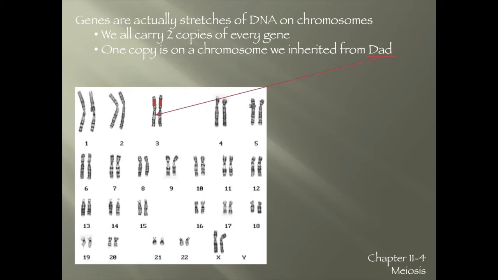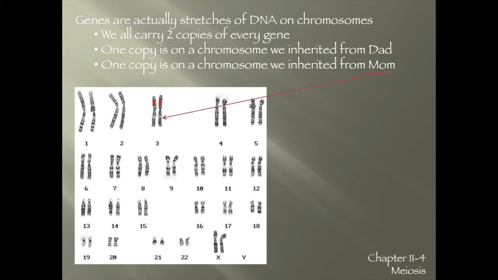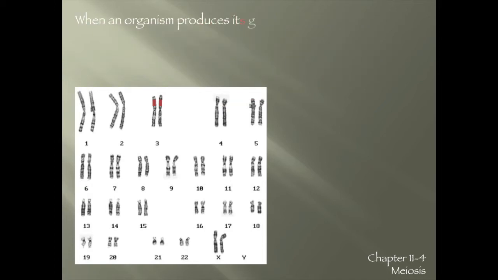You can't tell by looking at it, but let's just assume for now we inherit that chromosome with that copy of that gene from dad, and then the other chromosome with the other copy of the gene we inherit from mom. Now keep in mind there are many, many genes on each of these chromosomes. And for every gene we find here, we're going to find the same gene on that partner, that other chromosome that we inherited from the other parent.